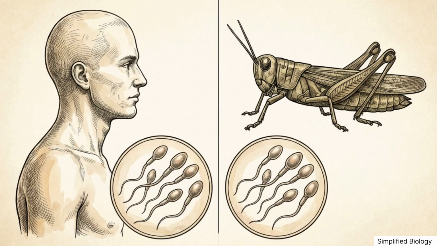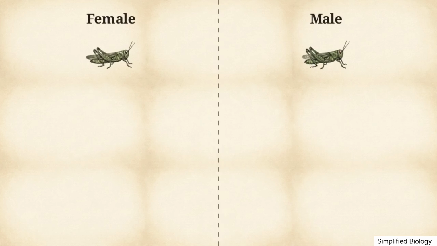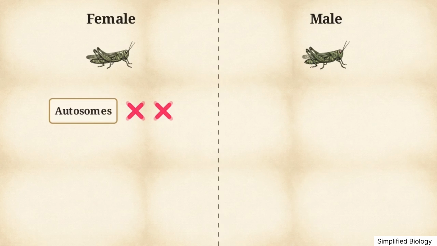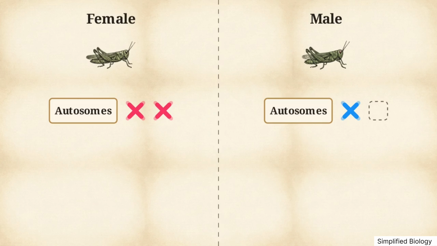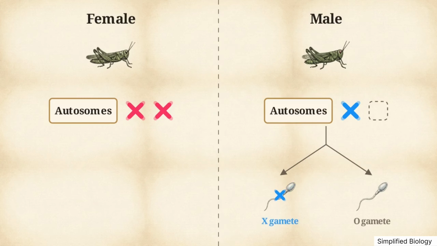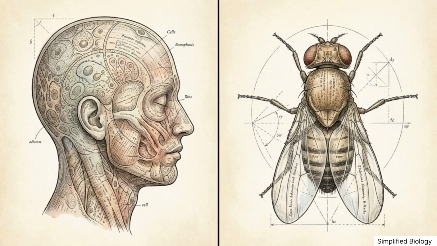The grasshopper serves as the baseline for the XO system. The female chromosomal makeup consists of autosomes plus matching X chromosomes. The male possesses only one X chromosome besides autosomes. Lacking a second sex chromosome, his sperm carries either an X or no sex chromosome at all. Other species, including fruit flies and human beings, utilize the XY system.